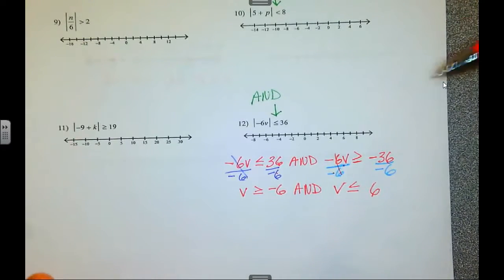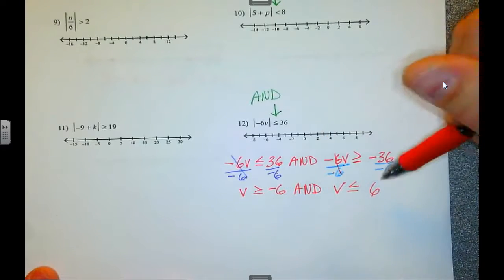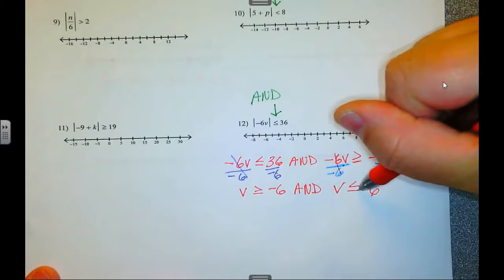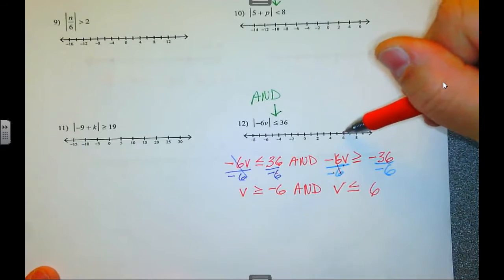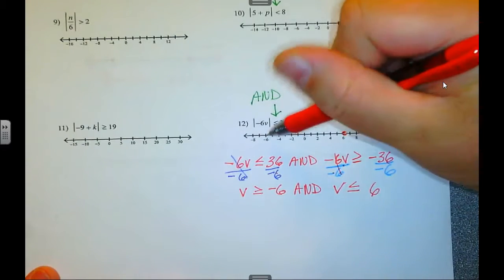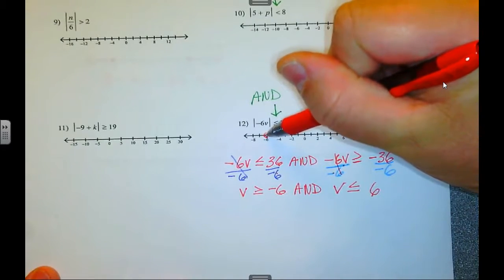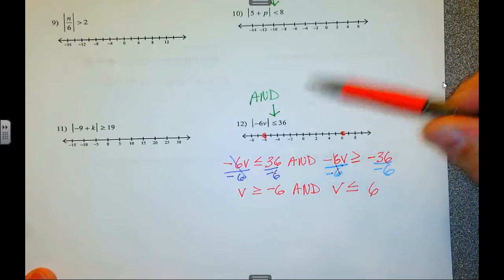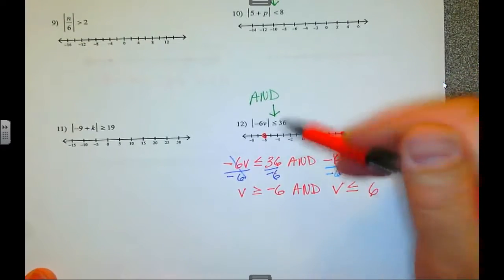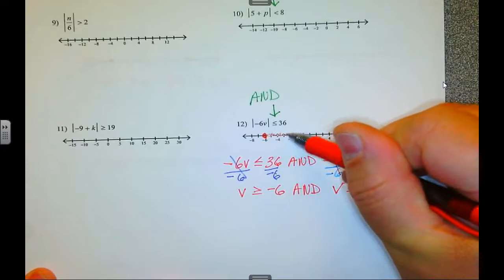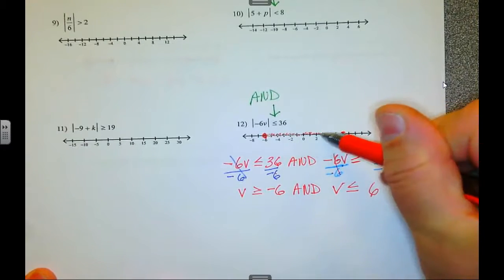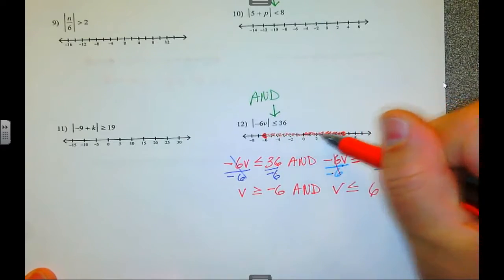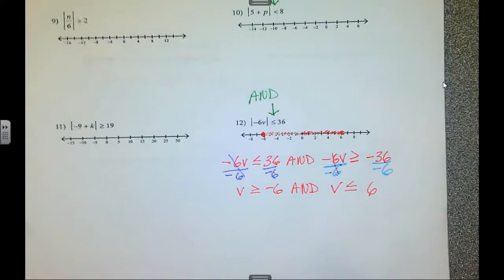Okay. Let's see, I've got negative 6 and 6. Closed circle because of the equal sign. So closed circle at 6, closed circle at negative 6. This is an and statement. So we're not going to go opposite directions. We're going to go in between. All of these numbers in between the points make that statement true.